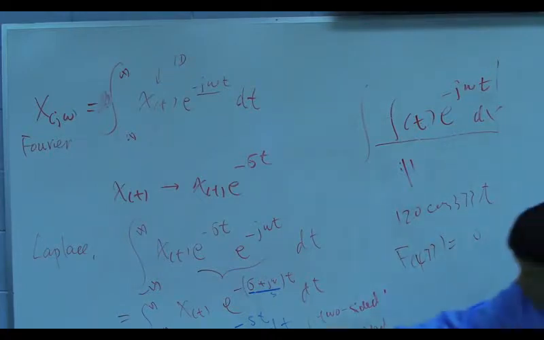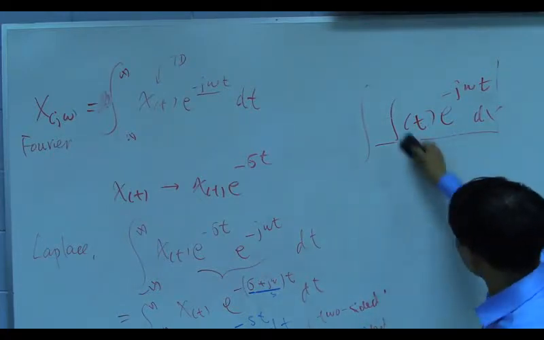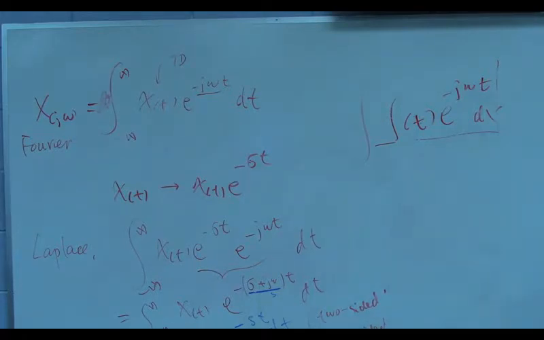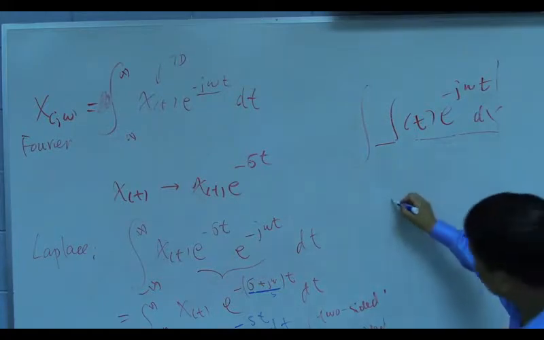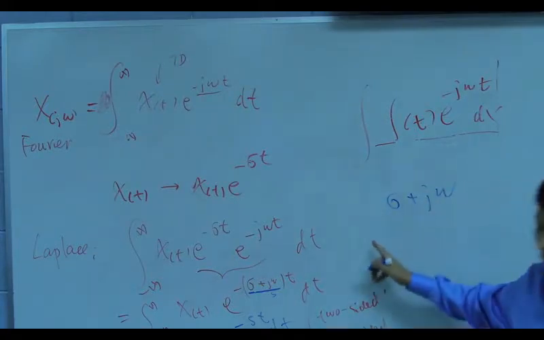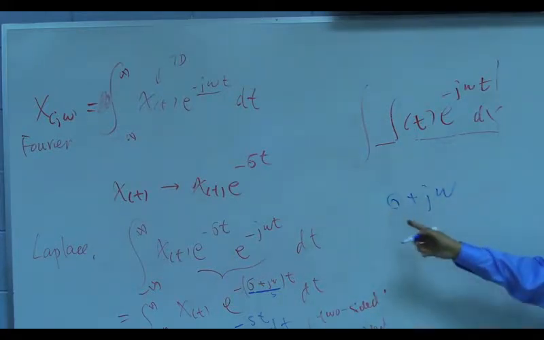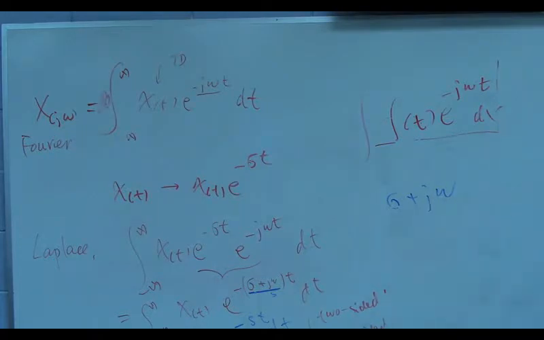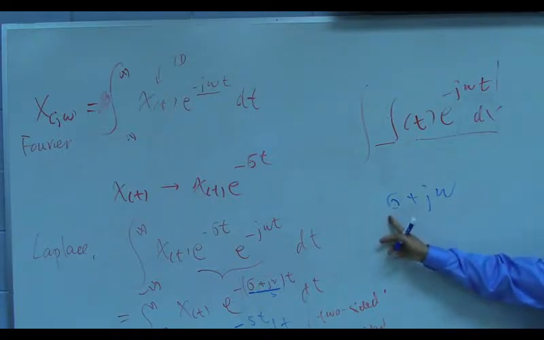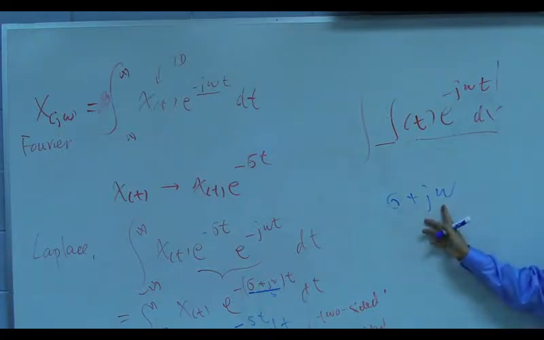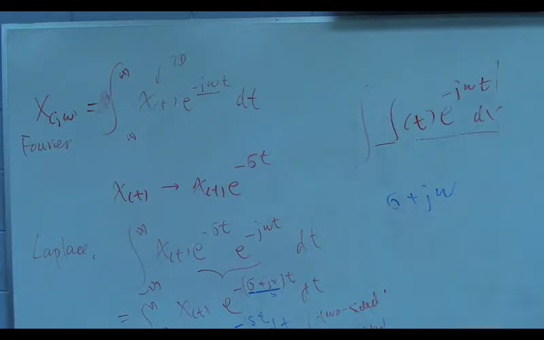But the Laplace transform is more general. Instead of giving us only the frequency, it gives us sigma plus j omega. It also gives us another function. This one is attenuation, and we are going to discuss it more. This one is more difficult to understand. We know this one is frequency, which is easy to understand, but this one is the attenuation factor.